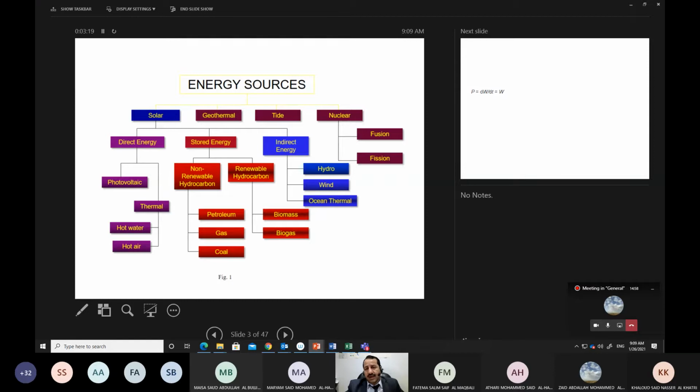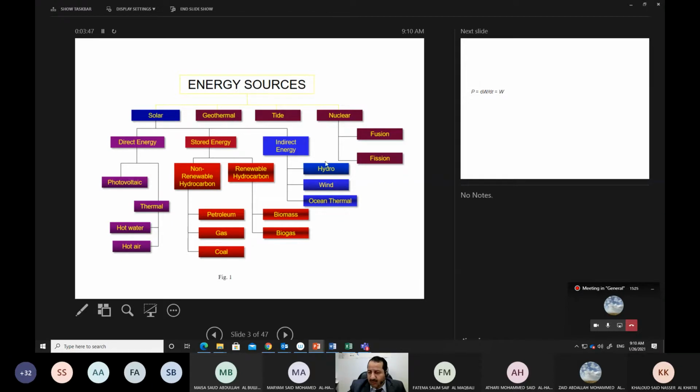Now, if I would like to show the energy sources, I will say energy sources could be solar. I'm talking about renewable energy mainly here. Geothermal, tide, nuclear. I will give a brief later on this week, inshallah. And some of them are classified further. For example, solar could be direct energy, storage energy, indirect. Solar energy could be photovoltaic, thermal, hot water, hot air, and so on.